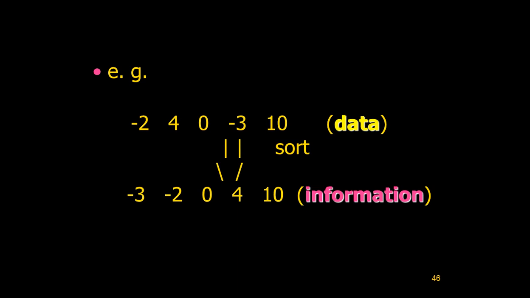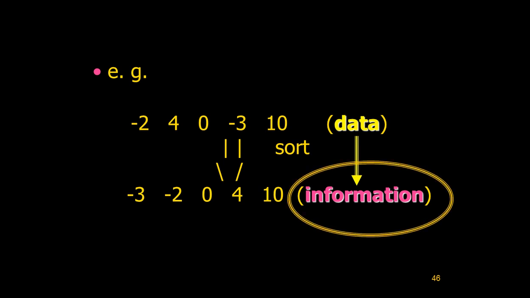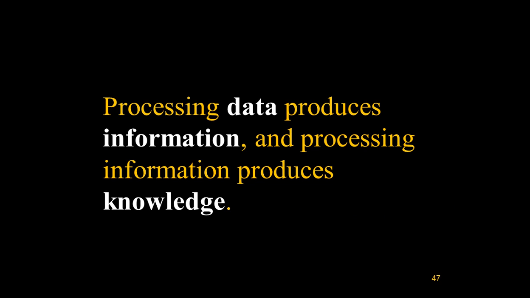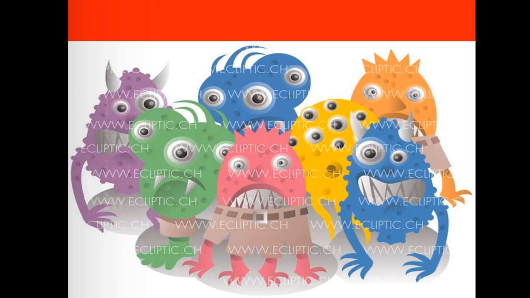For example, I decided to enter -2, 4, 0, -3, and 10. When I sort them out to make sense of them, let's say from the smallest to the biggest, it becomes information. If I classify this to a topic, it becomes knowledge. Processing data produces information, and processing information produces knowledge. Keep that in mind. Lastly, let's look at computer viruses.